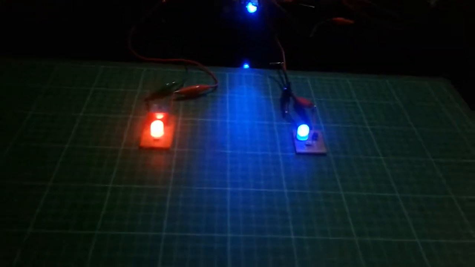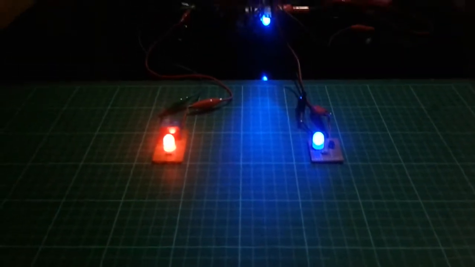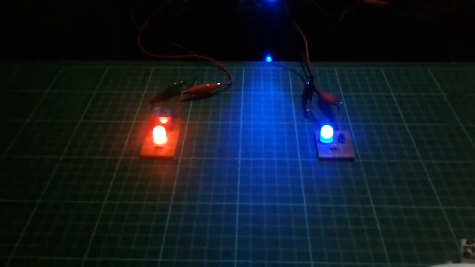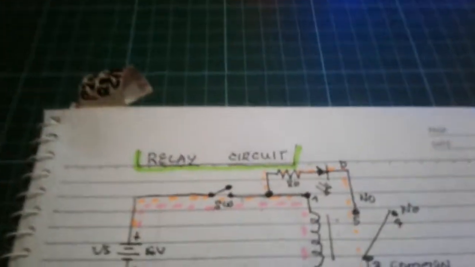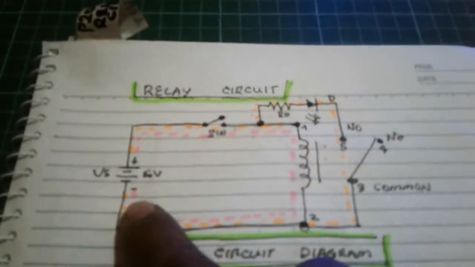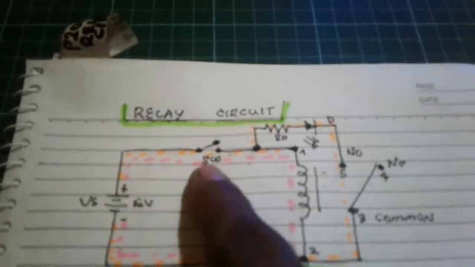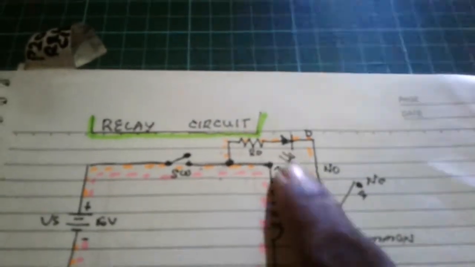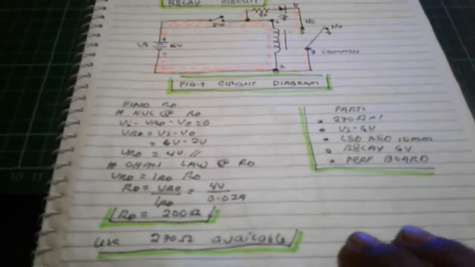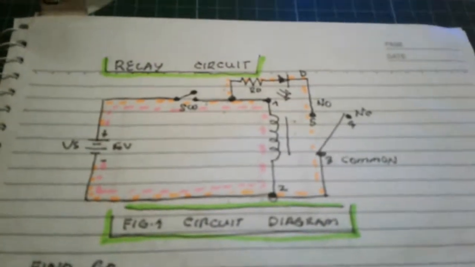What are these two circuits? Let us see the circuit. We have here a relay circuit. This one has a voltage supply of 6 volts, a switch, and a resistor, LED, and a relay. This is the circuit diagram. We computed all the values of the resistor here and some parts here, and this is our previous circuit.